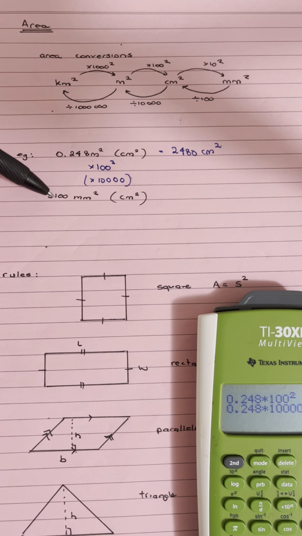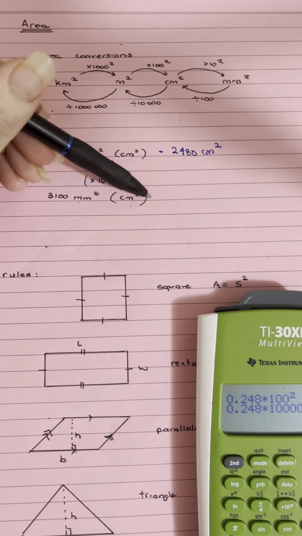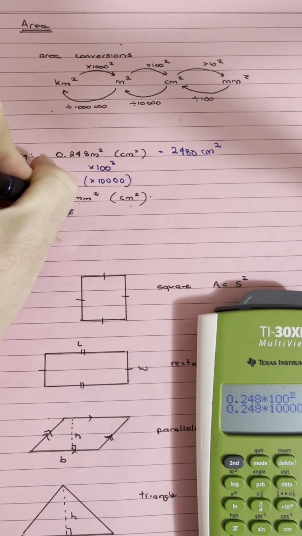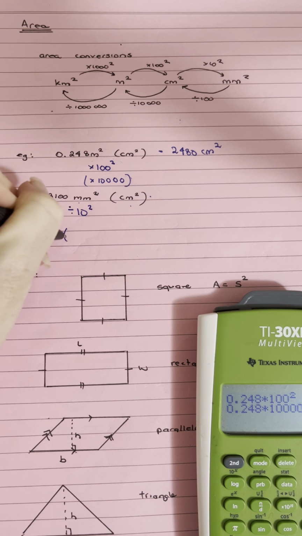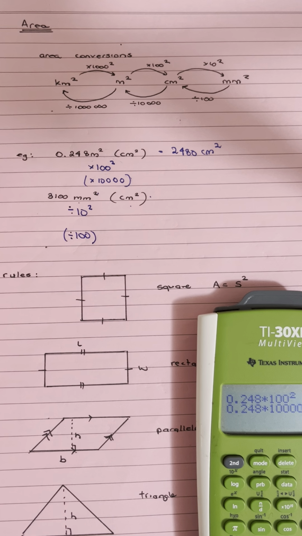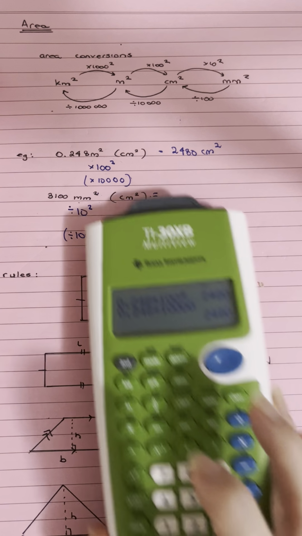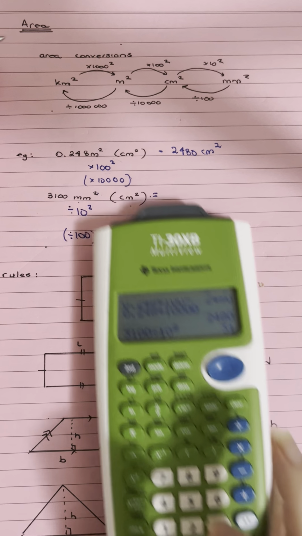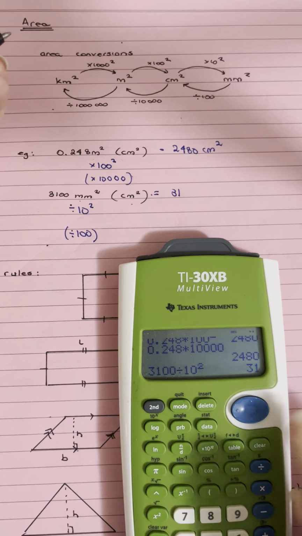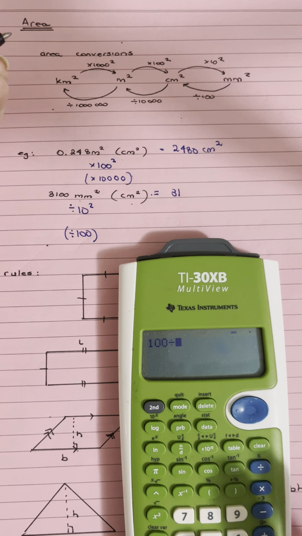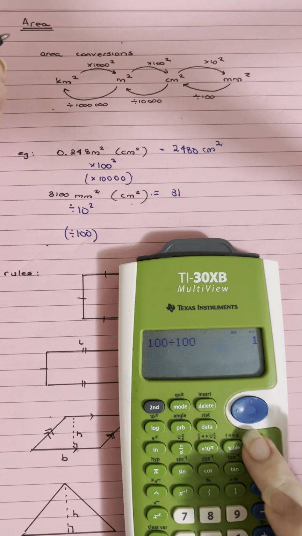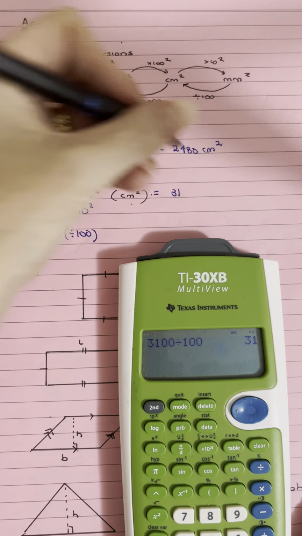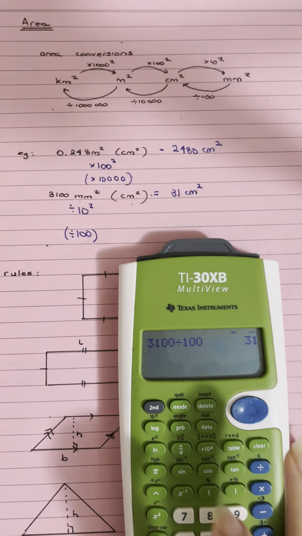Then we've got 3,100 millimeters squared going to centimeters squared. So millimeters squared to centimeters squared. We are dividing by 10 squared, or we can write that as dividing by 100. So when we do that, we've got 3,100 divided by 10 squared, and we get 31. And you can see if we did the 3,100 divided by 100, we would get that same 31, and that's going to be centimeters squared.